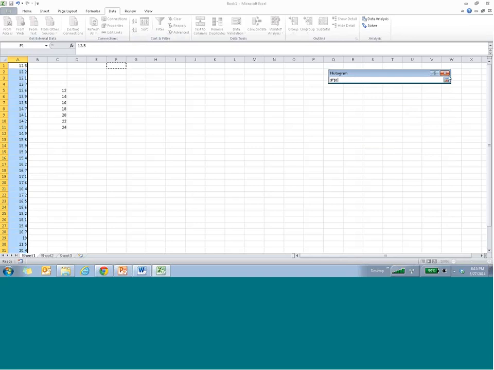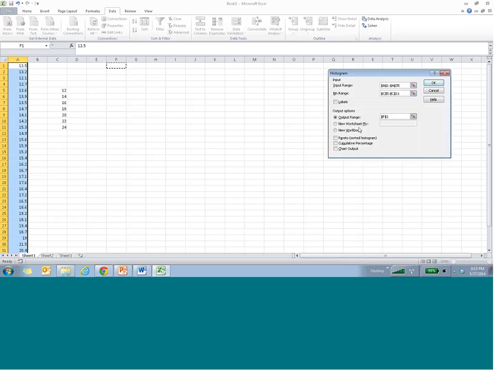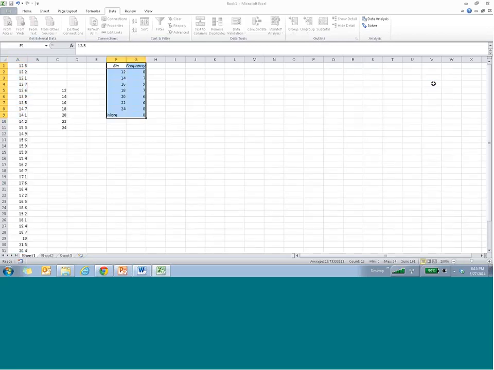That's what I want with this screen. I think that's all I want, right? Click on OK. So there's none between 12 and 14. That's not right, is it? Well, because the bin 12 is 0 to under 12.